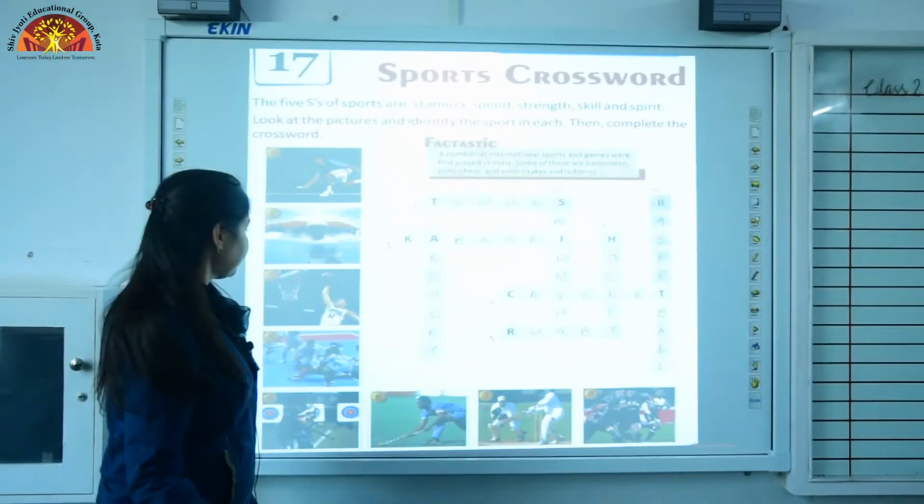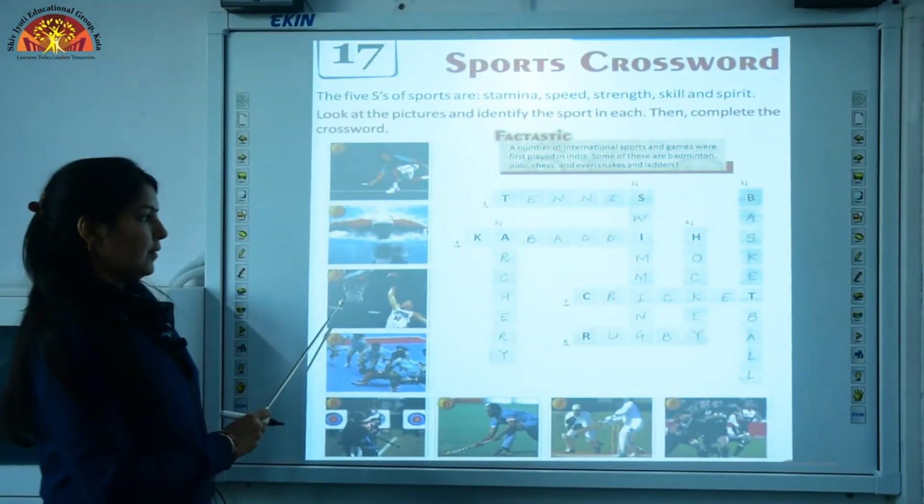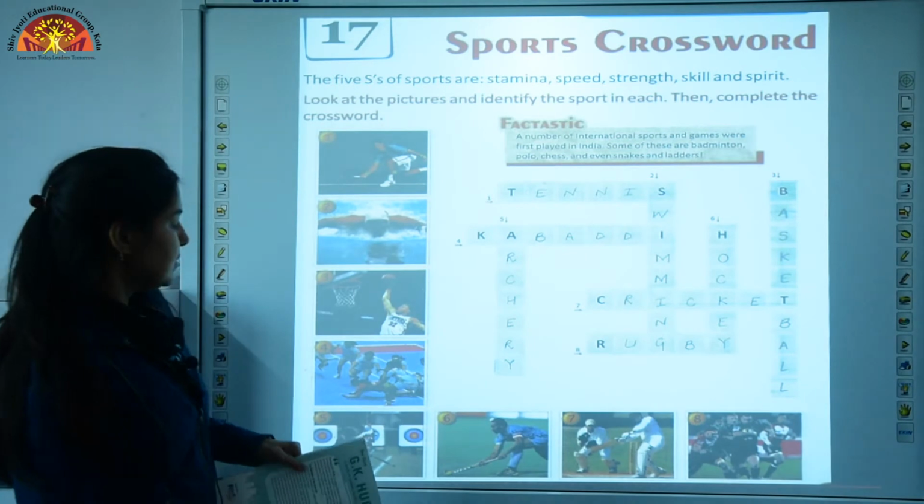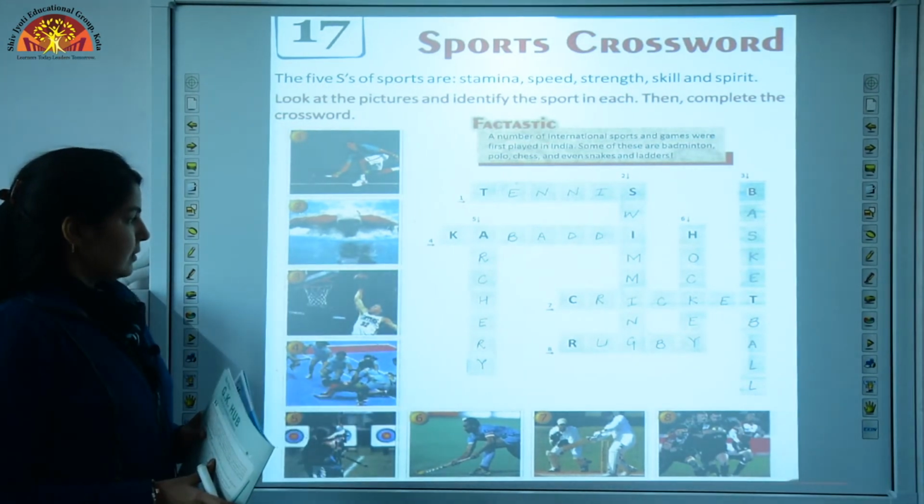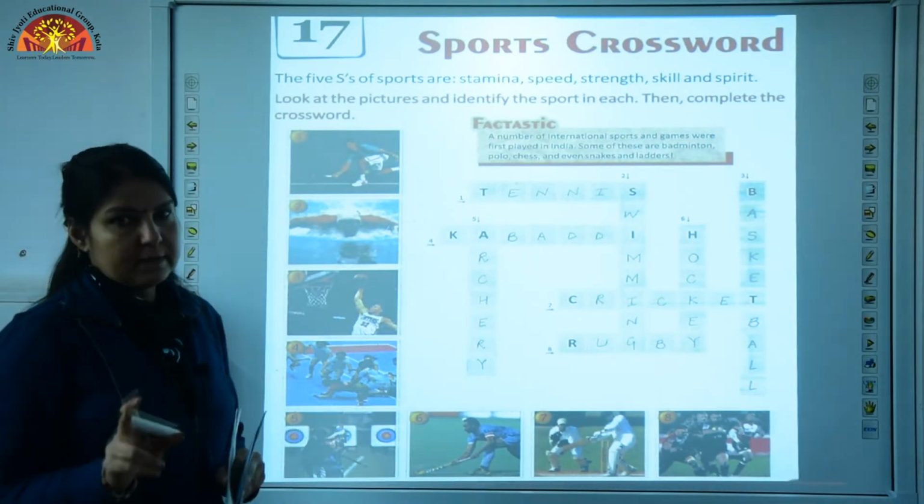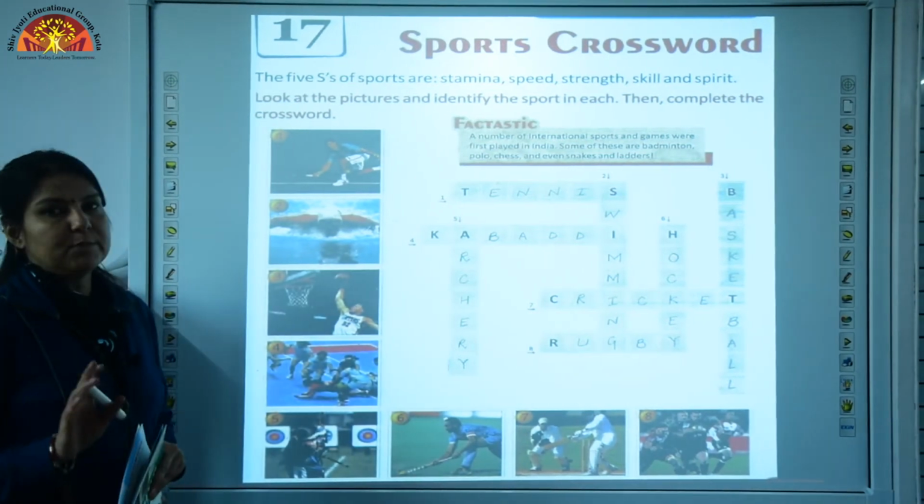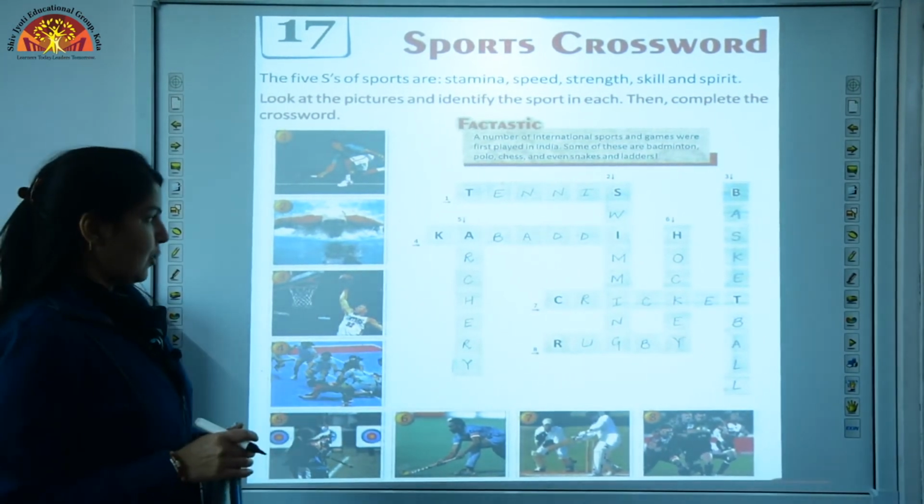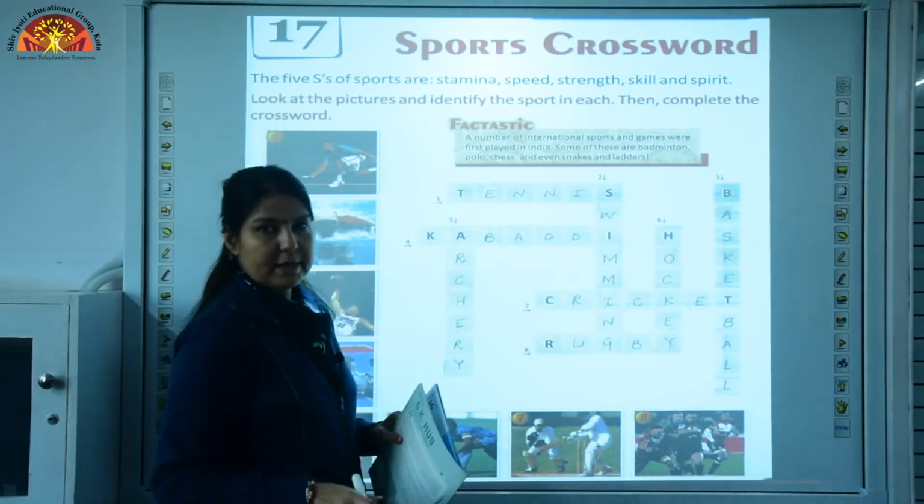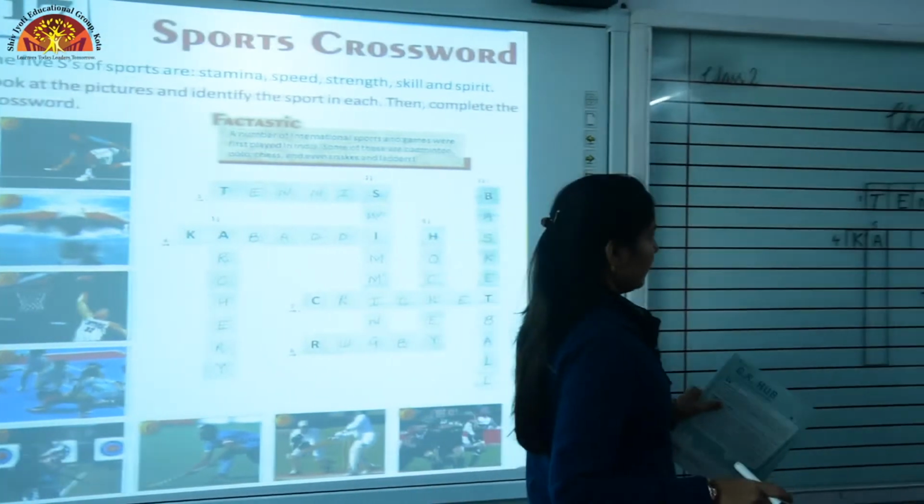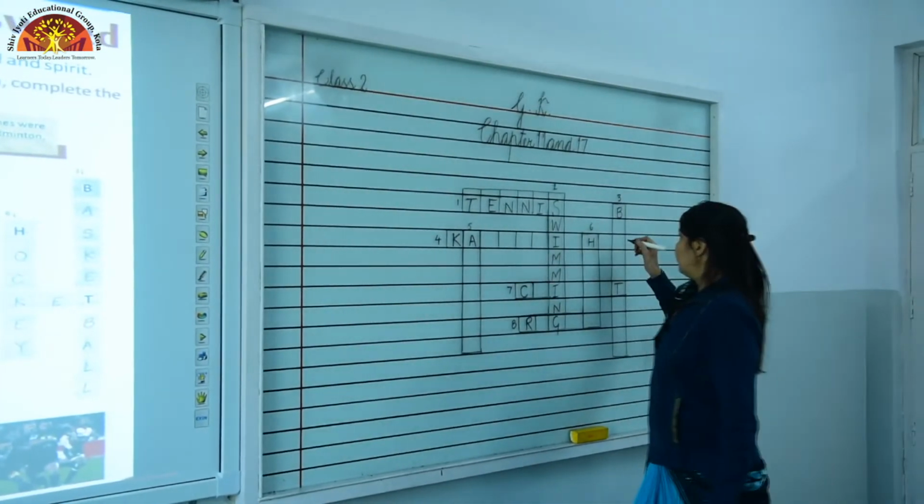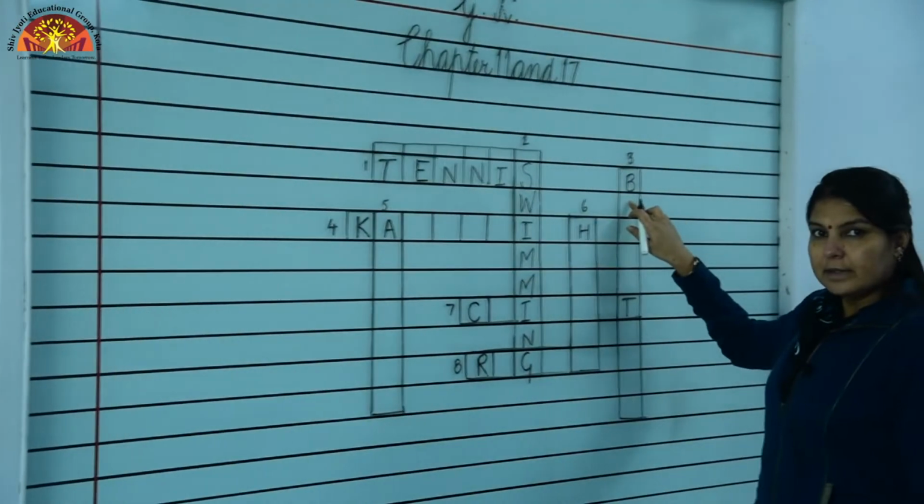This is basketball. Which picture is this? This is basketball. There are 2 teams in this game and in each team there are 5 players. Now we will see the spelling of basketball. The spelling of basketball is B is already written.